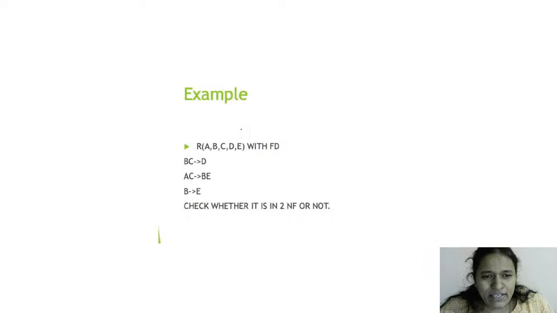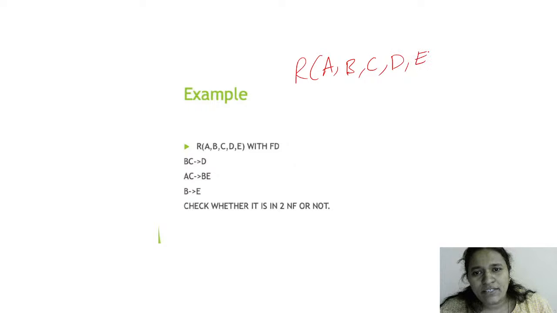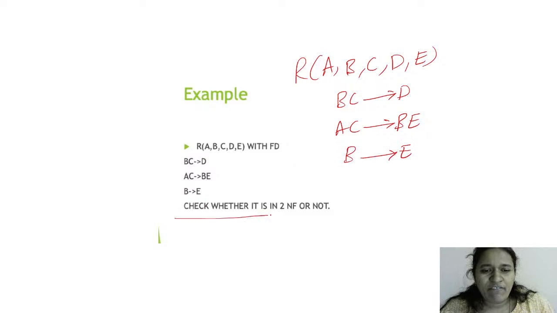We will see one example here. He has given relation R with attributes A, B, C, D, E. Functional dependencies are BC to D, AC to BE, B to E. Here the question is, check whether it is in 2NF or not. We have to check whether this relation is in 2NF or not.